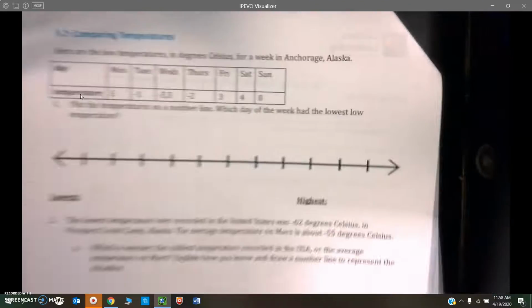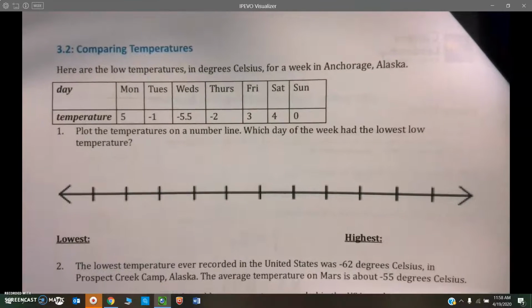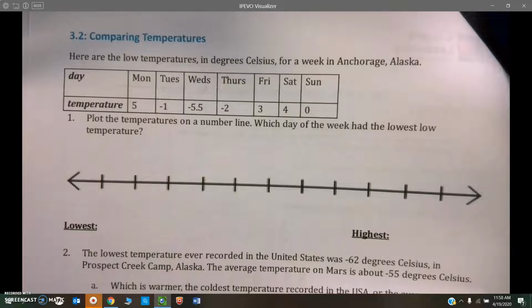All right, so on to our next activity, comparing temperatures. So here are the low temperatures in degrees Celsius for a week in Anchorage, Alaska. So very cold there. So we need to plot the temperatures on a number line and decide which day of the week had the lowest temperature. So I can see that it goes 5 and negative 0.5.